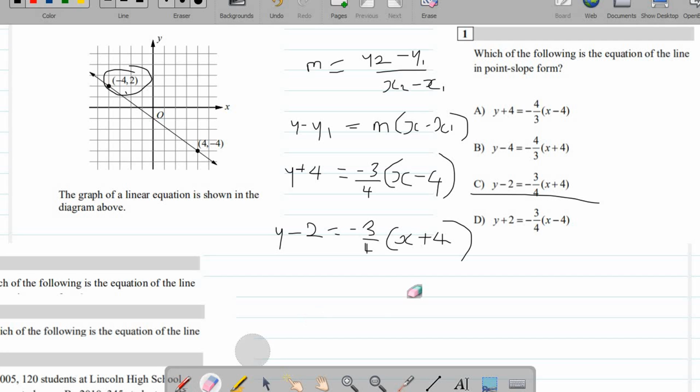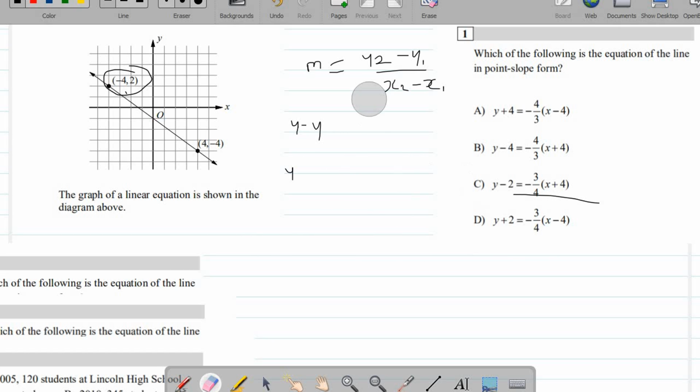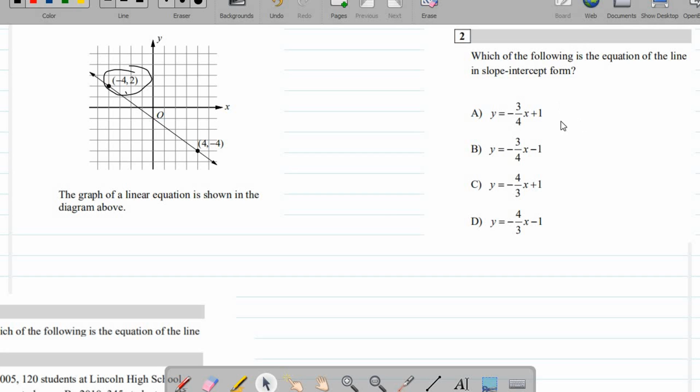Let's look at the next one here. The next question says which of the following is the equation of the line in slope-intercept form. Now when we talk about slope-intercept form, that is the normal form that you know. Y equals mx plus c, that's the slope-intercept form. Y equals mx plus c, very important.